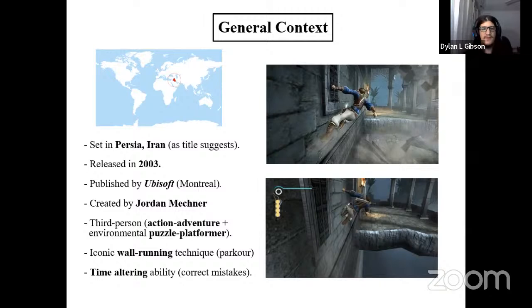It was published by Ubisoft and created by Jordan Mechner. So it's a third-person action adventure and puzzle platformer game. And you can see over there on the right side, there's the Prince of Persia. They're running across walls. And that was one of the very iconic features of the game, the ability to do these kind of acrobatics and the parkour type of things. And another important feature was the time altering ability. So you could correct your mistakes, but I'll talk about that a little bit later on as well.